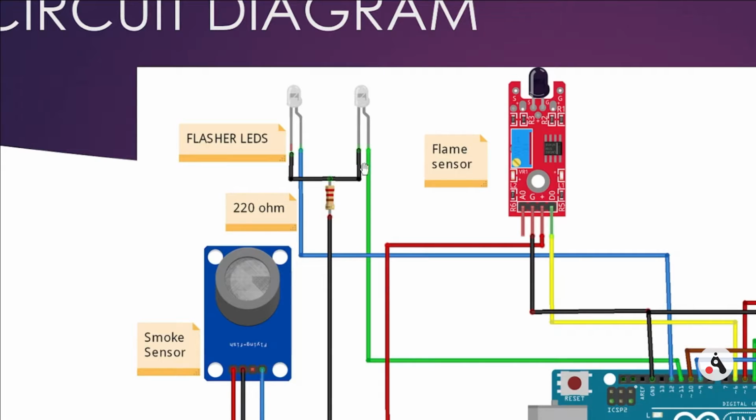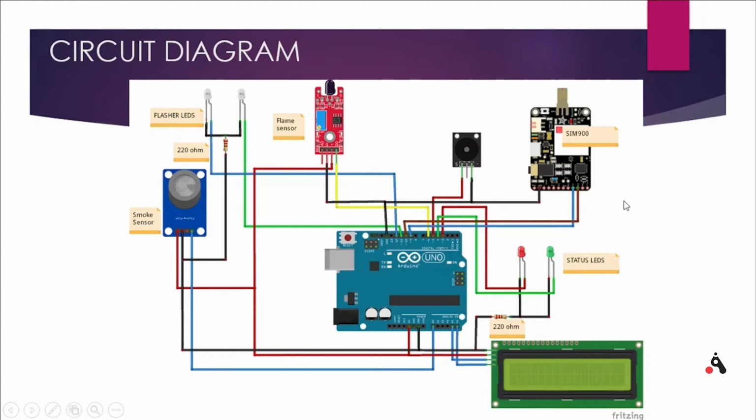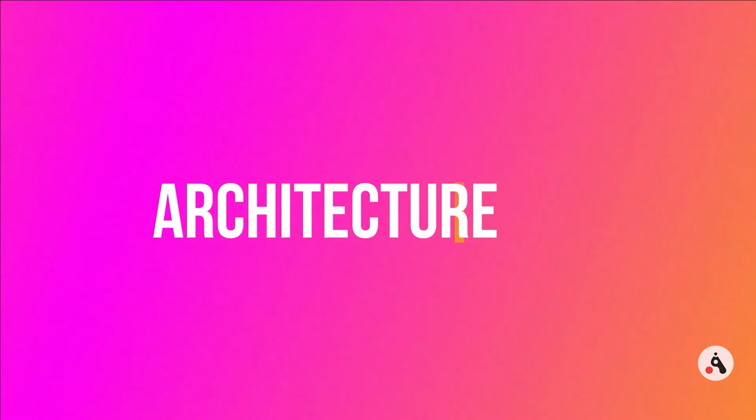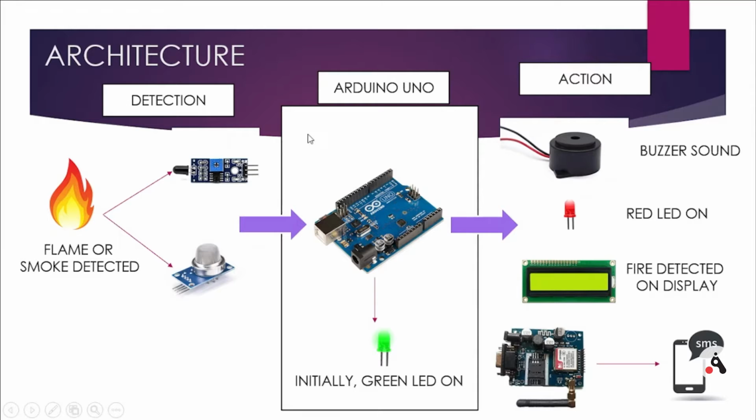And the flasher LEDs, we haven't used them in this project, but this project is basically from one of my other projects, so we can ignore this part. We can ignore the flasher LEDs from this circuit diagram. Let's see the architecture, then we can discuss the code for this project.